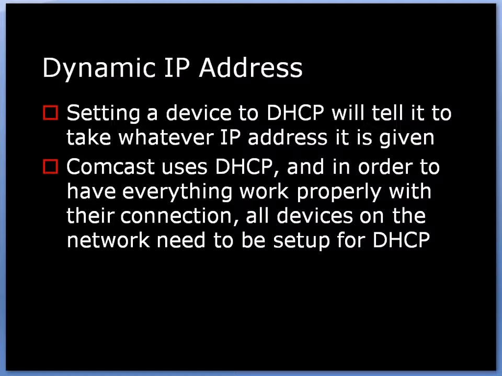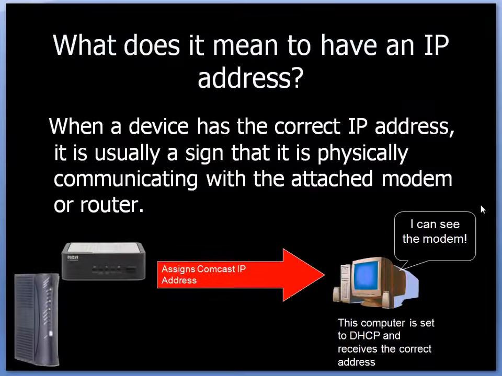Dynamic IP address: setting a device to DHCP will tell it to take whatever IP address is given. Comcast uses DHCP in order to have everything work properly with the connection. All devices on the network need to be set to DHCP.